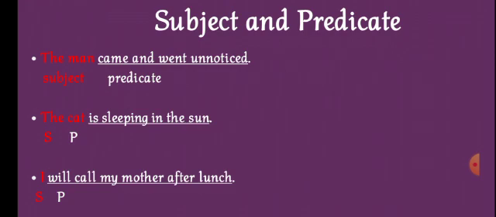Okay, remember. The second example is also similar. The cat is the subject. So the remaining part, sleeping in the sun, is the predicate. Okay. I will call my mother after lunch. That is the third example. I is the subject, right? Will call my mother after lunch is the predicate, the remaining part of the sentence other than the subject.